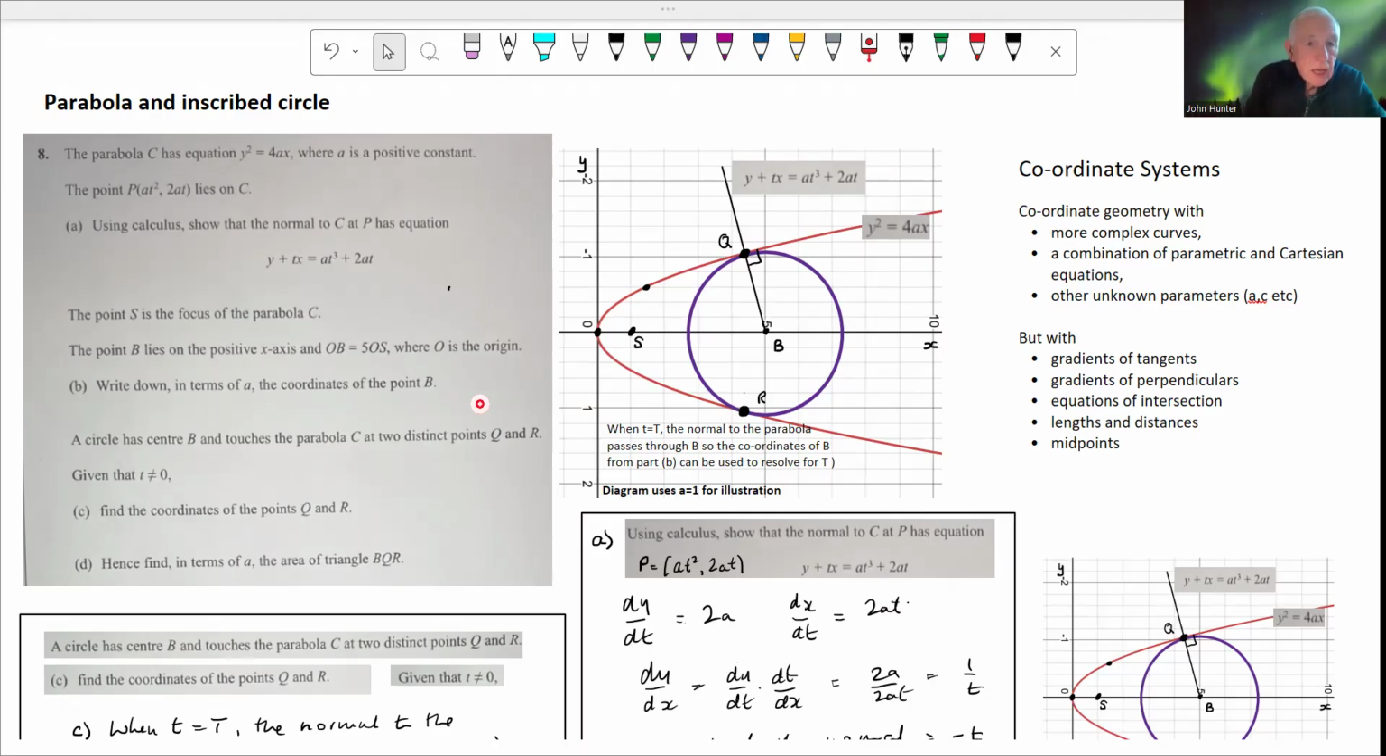The parabola C has equation y squared equals 4ax, where a is a positive constant. The point P (at squared, 2at) lies on C. So the at squared and 2at are actually the parametric version of the curve, but it's given to us in this particular form. Using calculus, show that the normal to C at P has equation this.